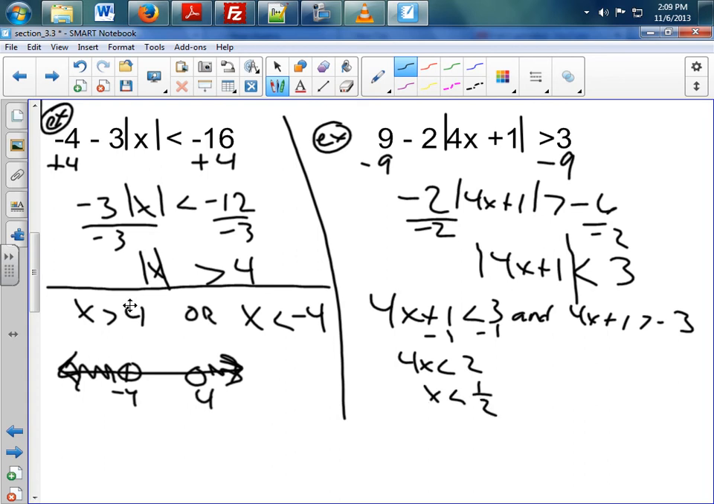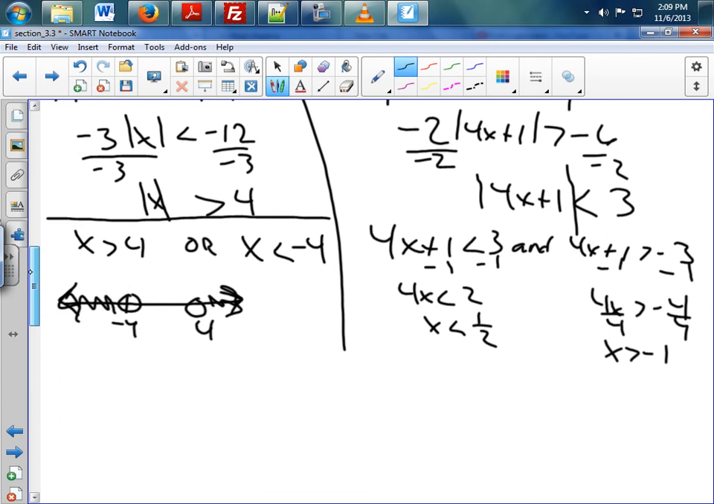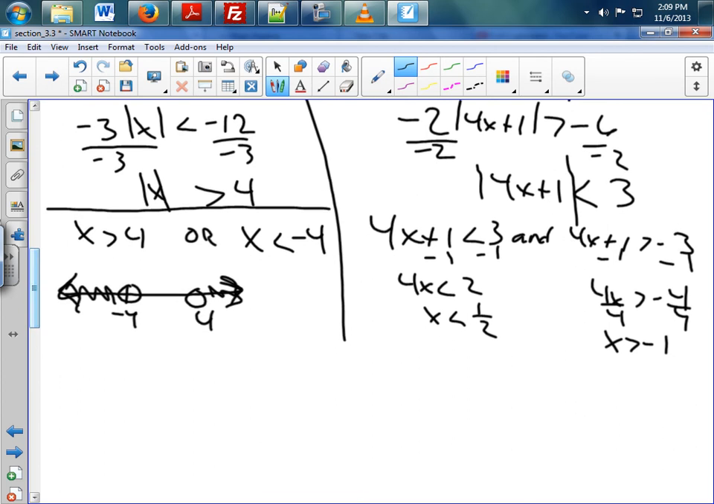And then this one over here, I'm going to minus 1, minus 1. 4x is greater than negative 4. I'm going to divide by 4. X is greater than or equal to negative 1. Okay, I'm not going to graph this one. I'm just going to go to my interval notation. I know it's an and statement. I know negative 1 is smaller. Why do you have negative 4 there? It should be negative 2.